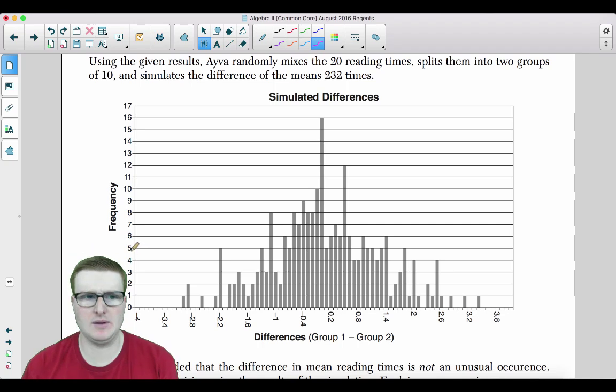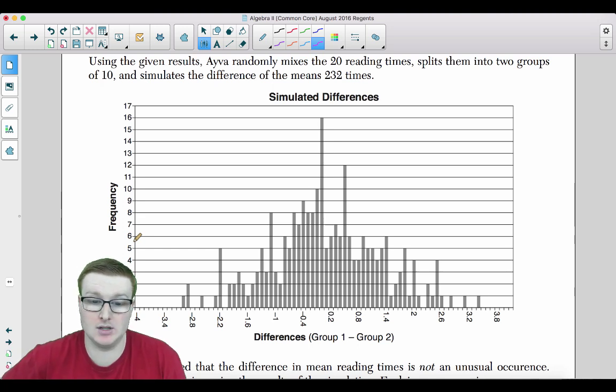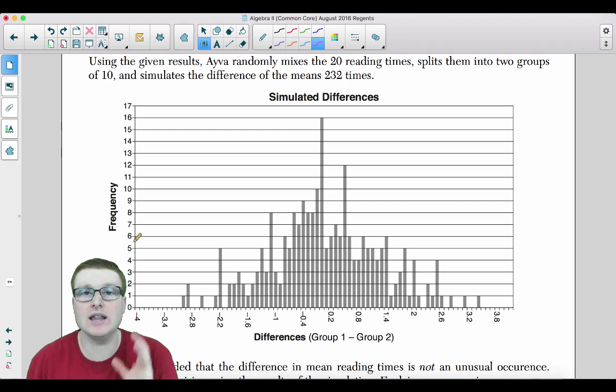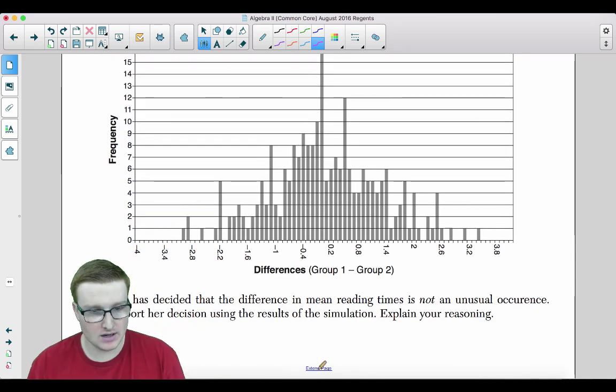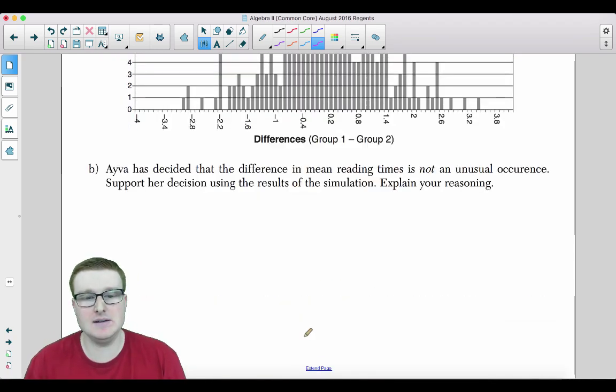Now, ooh, God almighty, we got this stuff. Using the given results, Ava randomly mixes the 20 reading times, splits them into two groups of 10, and simulates the difference of the means 232 times. I hate when they do this, really, on the Regents. I hate when they take a real-life scenario, then they put it into some computer garbage. It's ridiculous. But anyway, Ava has decided that the difference in mean reading times is not an unusual occurrence. Support her decision using the results of the simulation.